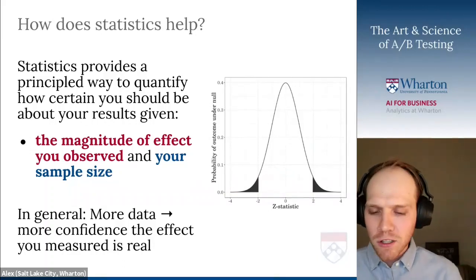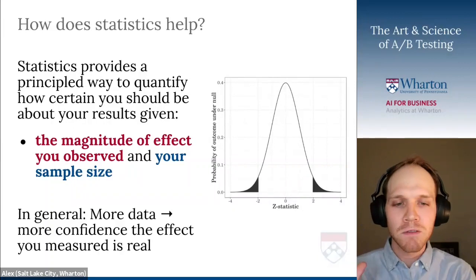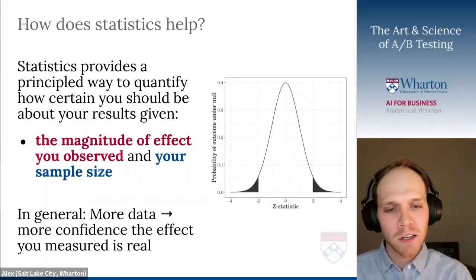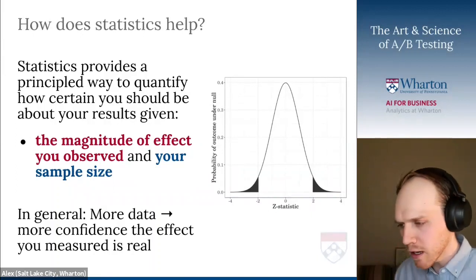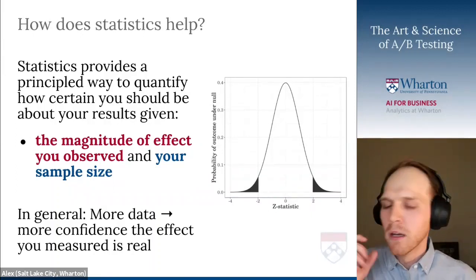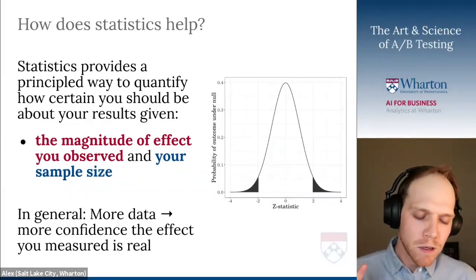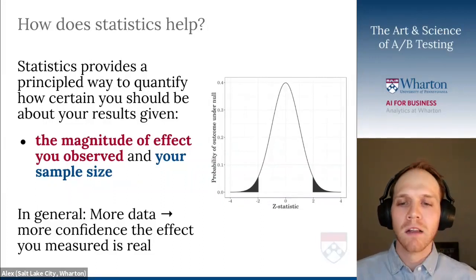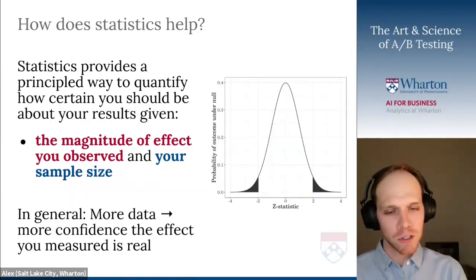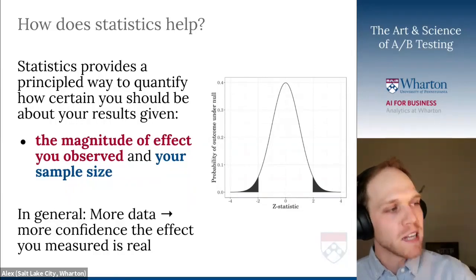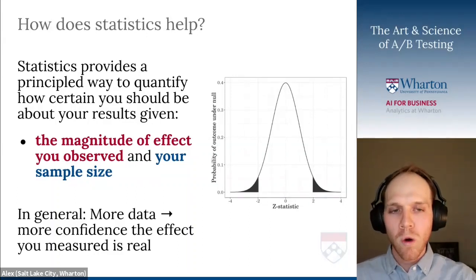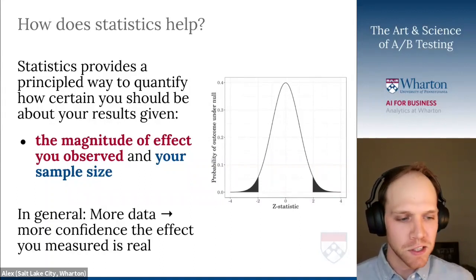And there are statistics that combine these two factors and convert them into a probability under a certain set of assumptions. I don't think it's worth getting into exactly how those are computed. But the main thing to take away is that both of these factors are going to affect how confident you should be in your results, right? So more data, you should be more confident. And what statistics does for us is it provides a way of quantifying the relationship between these two things.